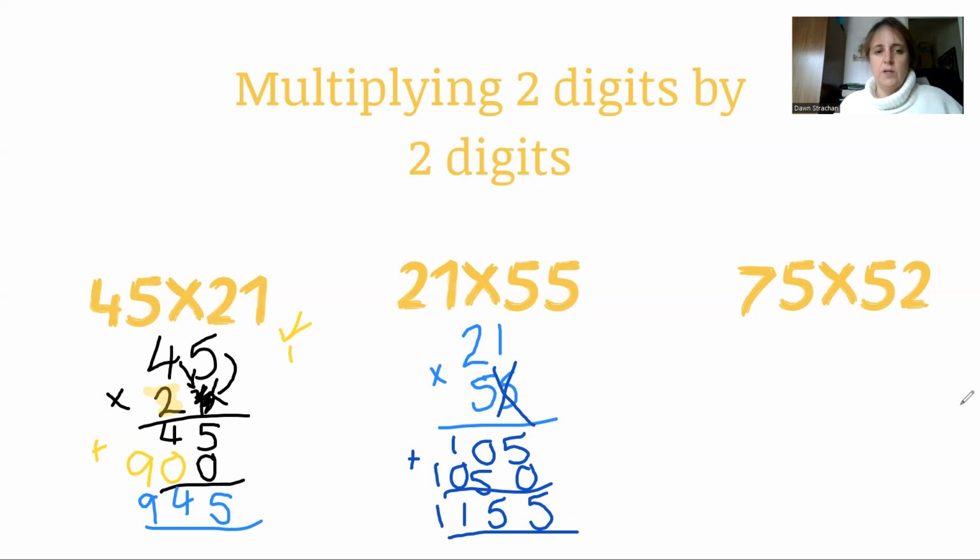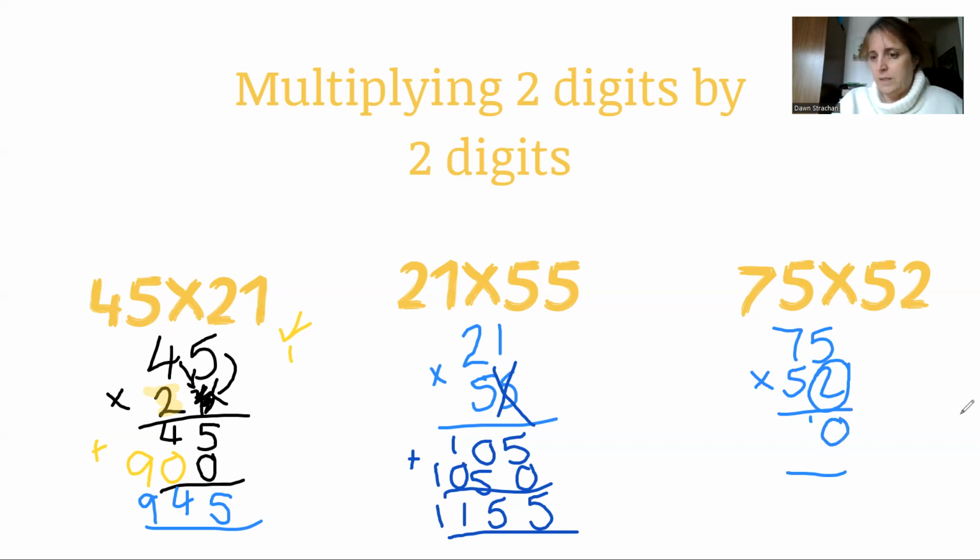Change the shade of that blue. Okay, so we've now got 75 times 52. So first column first, we're going to start multiplying by this 2. So 5 times 2, 10. 7 times 2. There, that's where I don't want to put it. I'm going to put it over here out the way. 7 times 2 is 14, plus that 1 is 15.